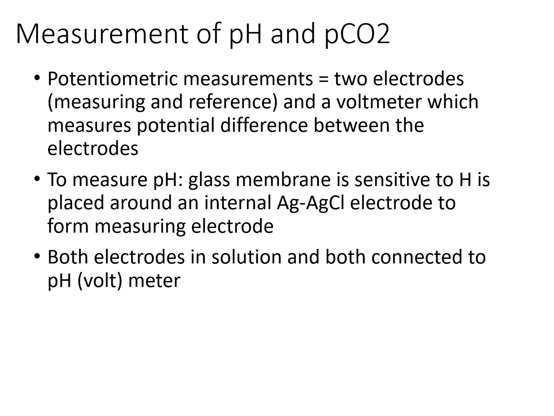Both the measuring electrode and the reference electrode are immersed in the sample solution. The voltmeter measures the voltage difference created by the difference in hydrogen ion concentration across the glass membrane. This voltage is converted to a pH value indicating the acidity or alkalinity of the sample.